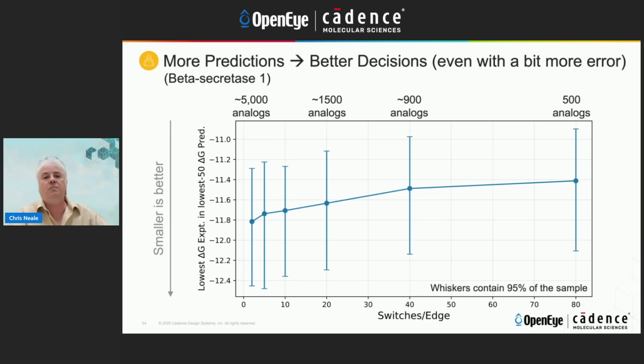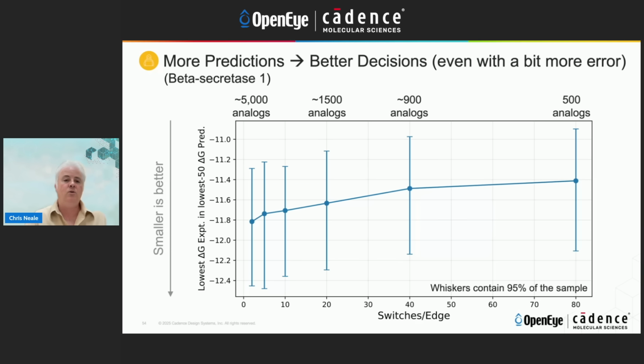We can go back to the Beta Secretase 1 synthetic data, and we can ask, do we make better decisions with a little more accuracy and many fewer analogs, or with a little worse accuracy and many more analogs? So here we've got, again, the switches per edge horizontally. And on the top of that, I've shown the ratios of n, where I've picked n to be, I'm going to run FE-NES on 500 analogs at default settings or on 1,500 analogs with 20 switches, for instance.